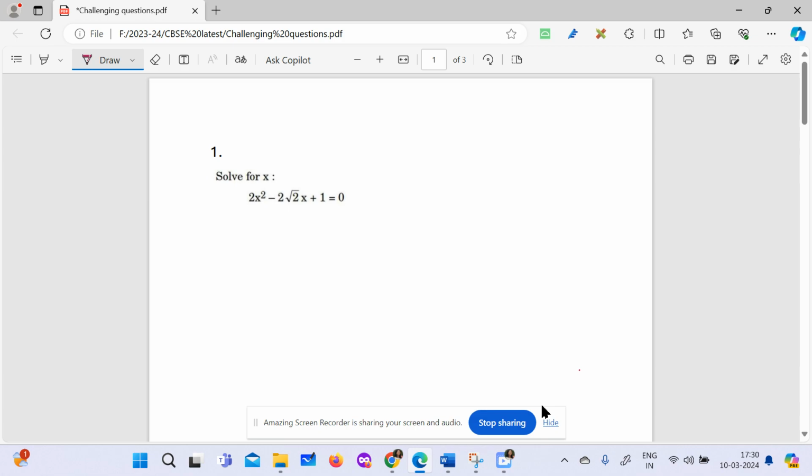Okay. So our first question is: solve for x. 2x square minus 2 root 2x plus 1 is equal to 0. So you know this is factorization. Yeah, so simple. We will do the splitting of the middle term here. 2x square minus 2 root 2x plus 1 equals 0.